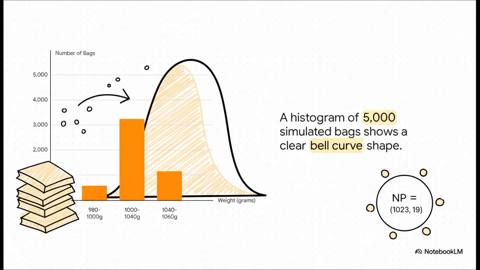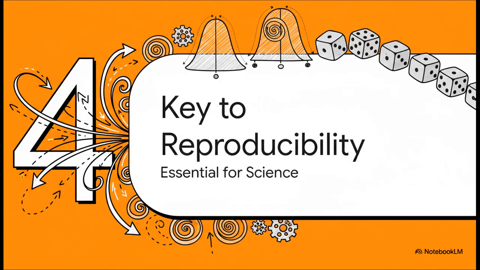And check this out. This is what happens when we fire up NumPy and tell it to run a simulation. We say, hey, give me 5,000 samples from a normal distribution with a mean of 1,023 and a standard deviation of 19. And when we plot the results, boom, a perfect bell curve. You can see that big peak right around our average, and it tails off on both sides, exactly like the real world. This is how we model reality with code. So this is awesome, right? We can model the real world, but it brings up a huge critical issue, reproducibility.